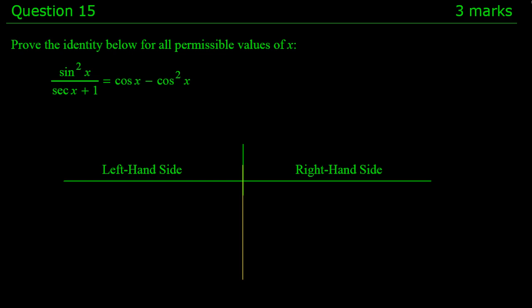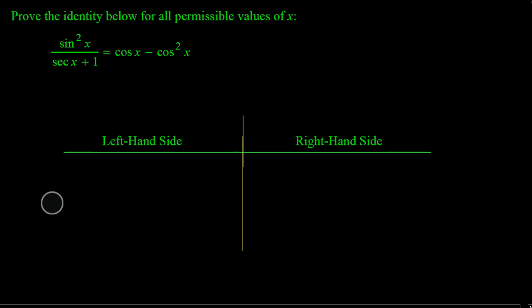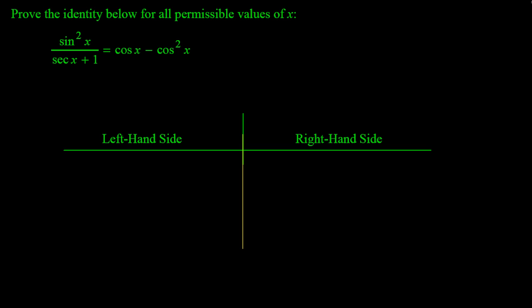So in this identity, the first thing you want to do is analyze both sides of the equation. On the left side, we've got a sine squared over a binomial involving secant x plus 1. On the right side, all we have is the trig function cosine, a difference: cosine of x minus cos squared x. So we should always start with the more complicated side. In this case, dividing by a binomial is more complicated.